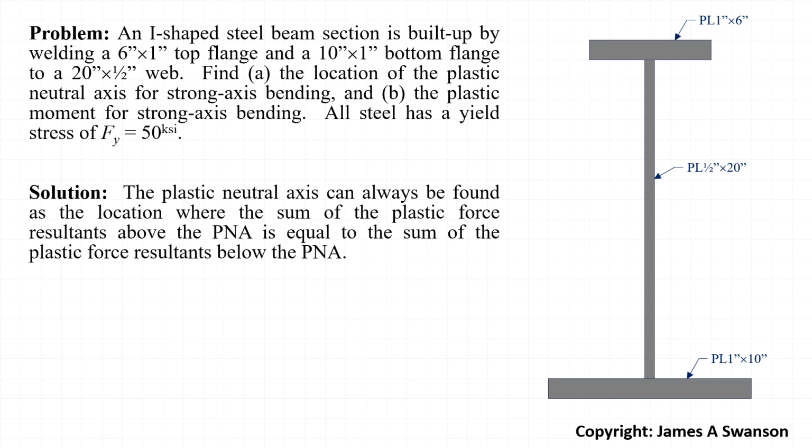The plastic neutral axis of a cross-section can always be found by assuming that the elements in the cross-section have reached their yield stress and then finding the point in the section where the forces above that point would be equal to the forces below that point.